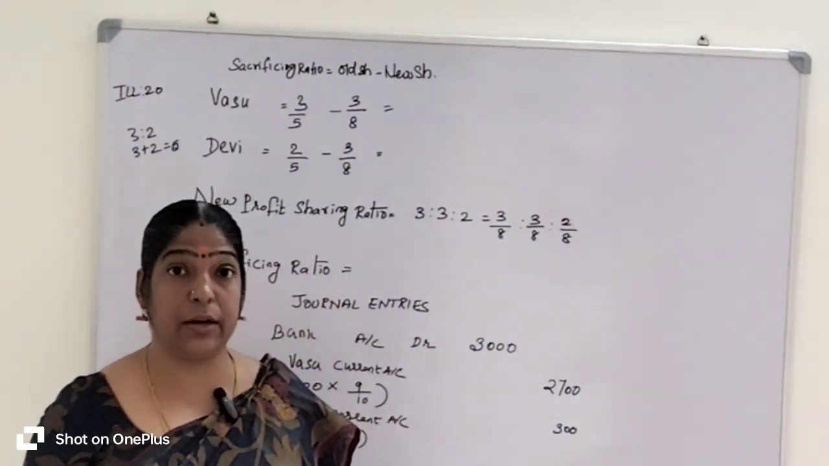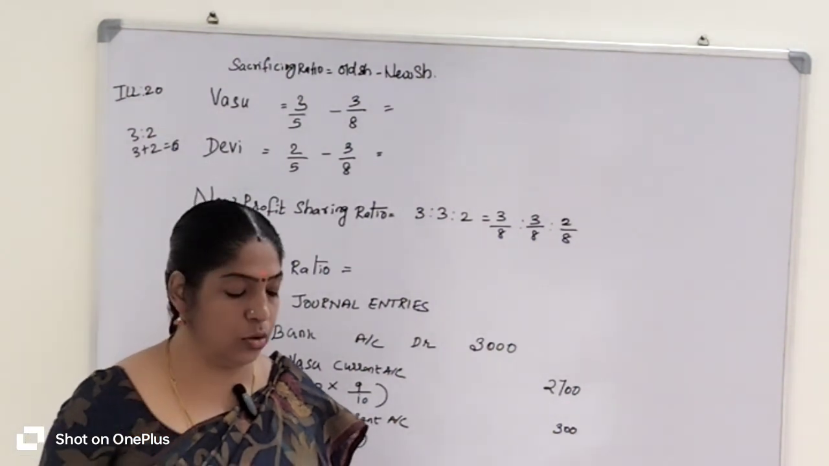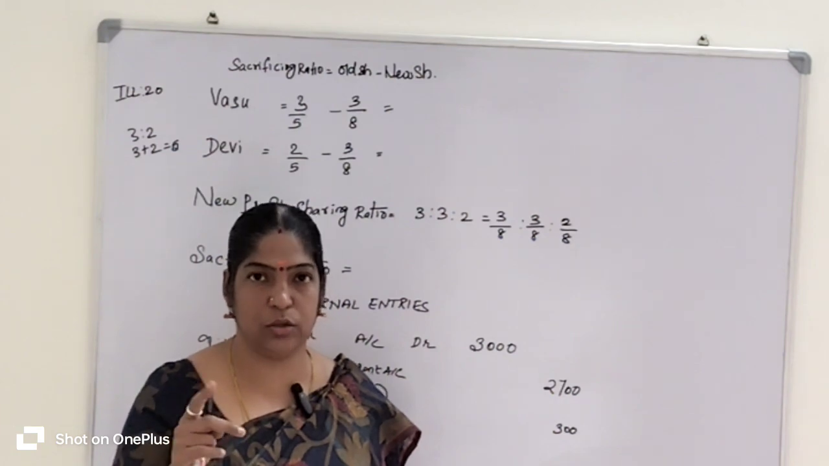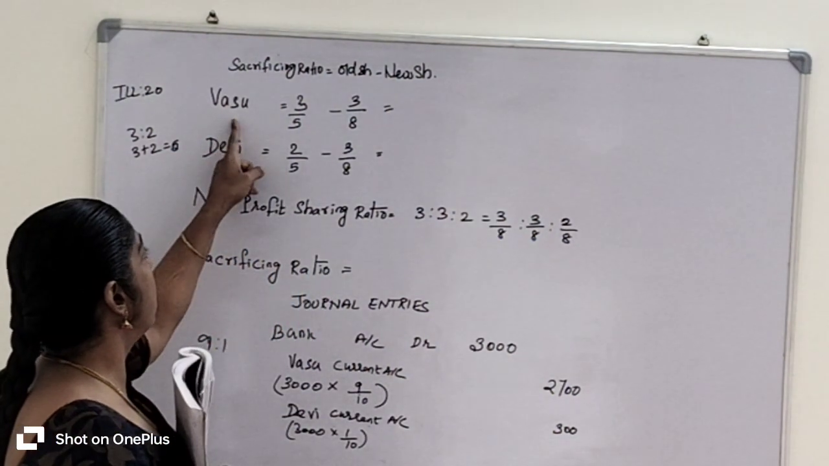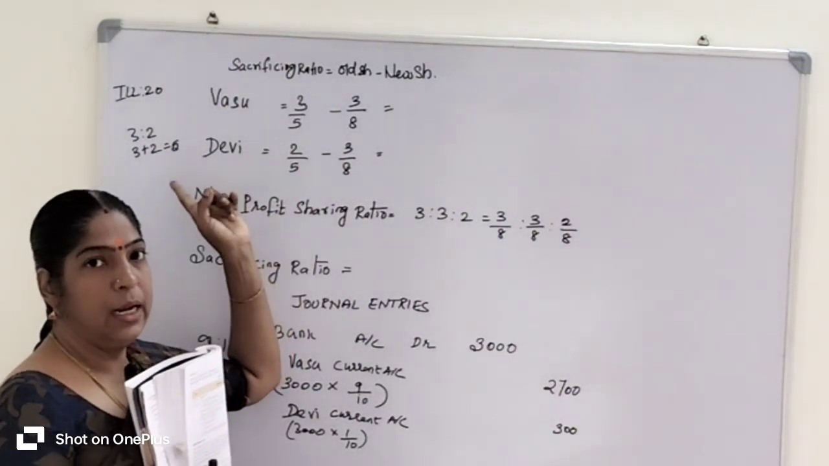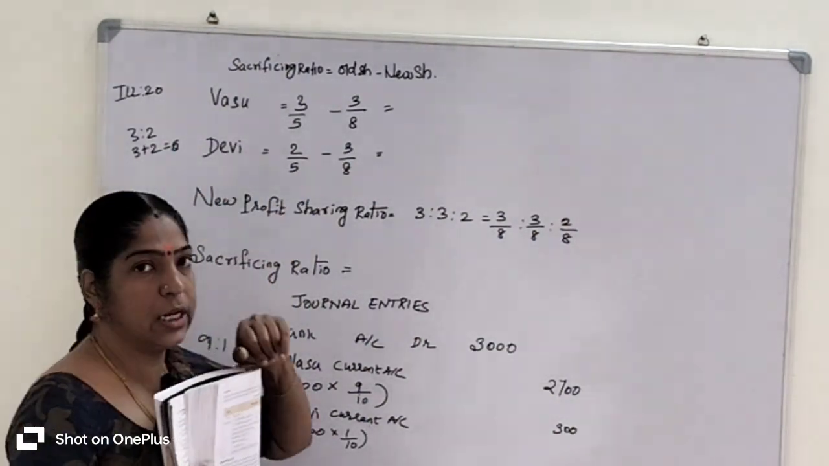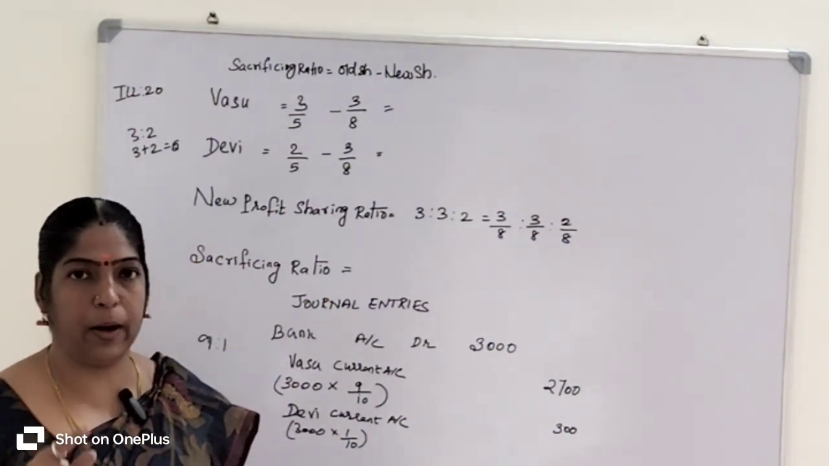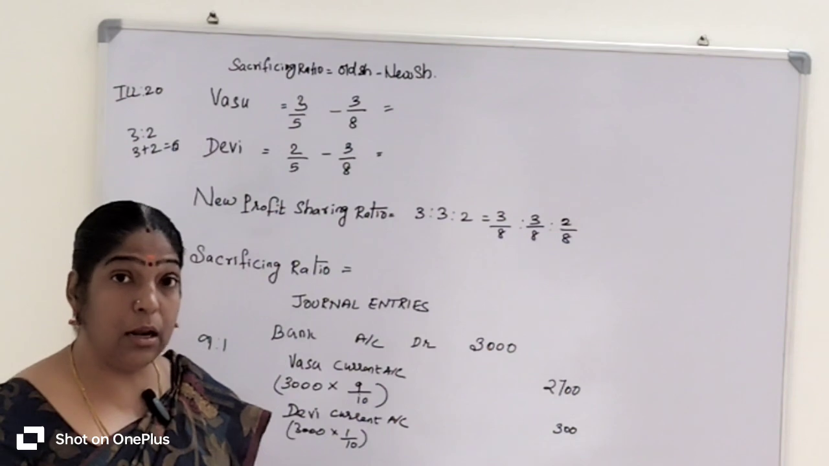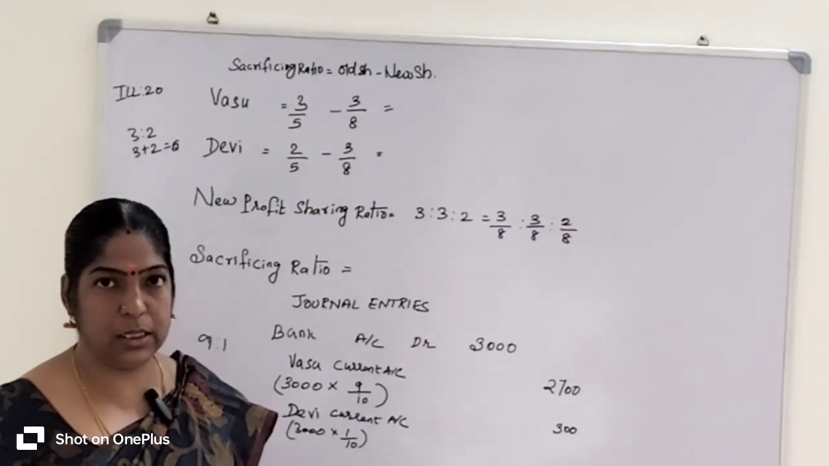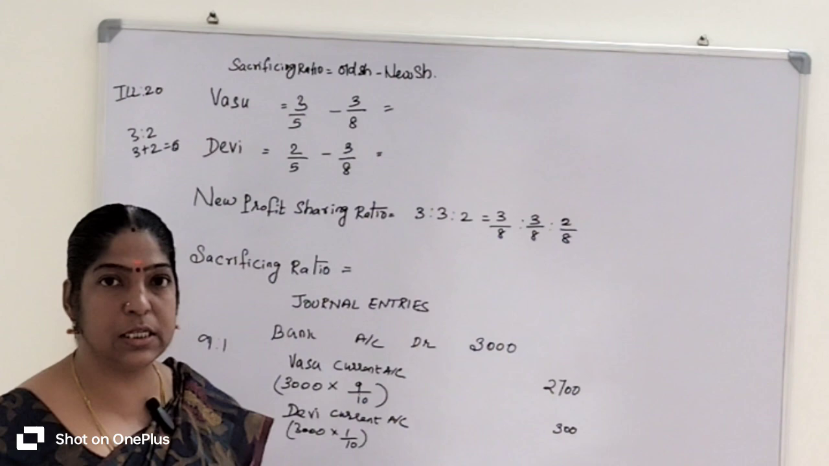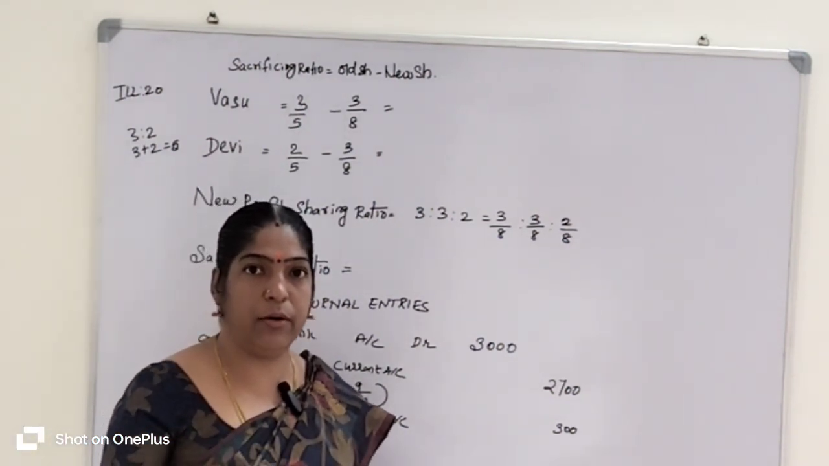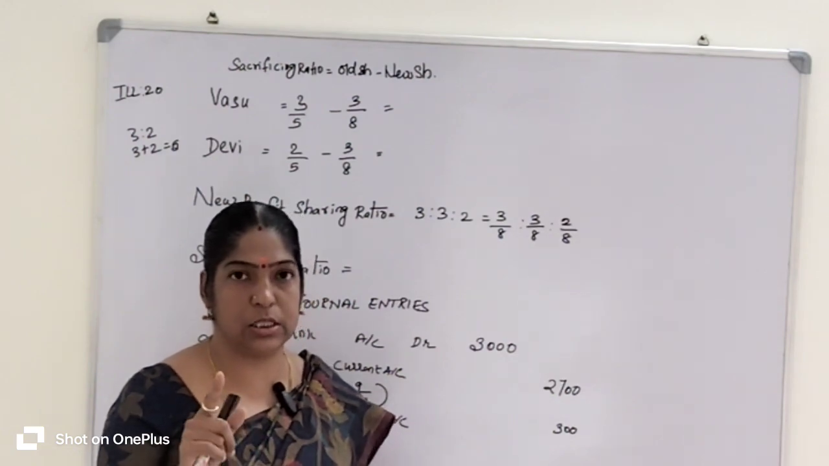First, we have to understand what is given in the question. Vasu and Devi both are old partners. Their old profit sharing ratio is 3:2, which means Vasu's old share is 3/5 and Devi's old share is 2/5. They admit Nila into the partnership for 1/4 share of profit, and Nila brings cash towards goodwill of 3,000 rupees. In addition, they have given the new profit sharing ratio, that is 3:3:2.